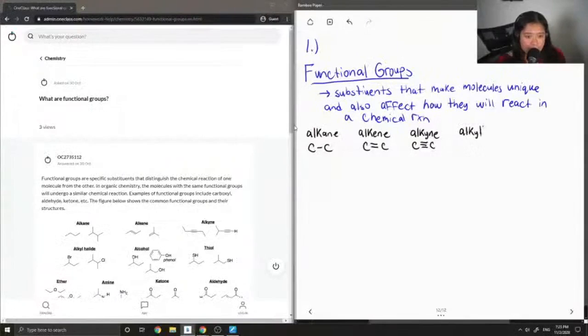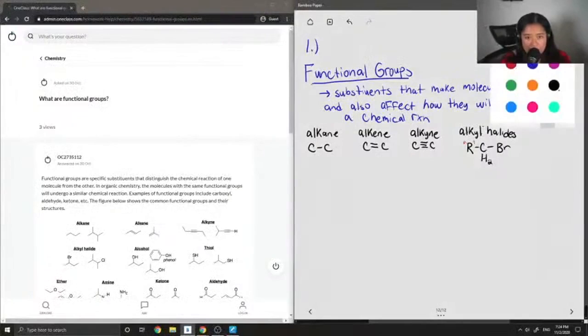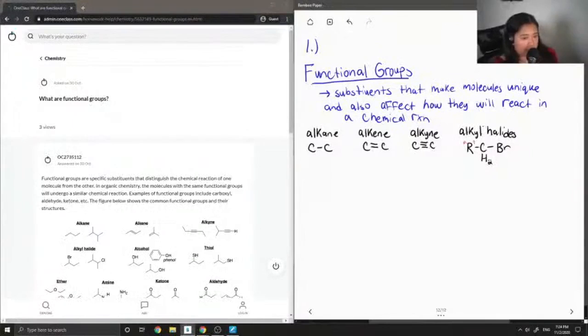You can have alkyl halides. This is when your carbon is connected to like a bromine or like a chlorine, any of the different halogens. And I will from now on denote R as kind of like the rest of the chain. It's just a way for chemists, if they don't want to write out the whole carbon group, to just denote it as R.